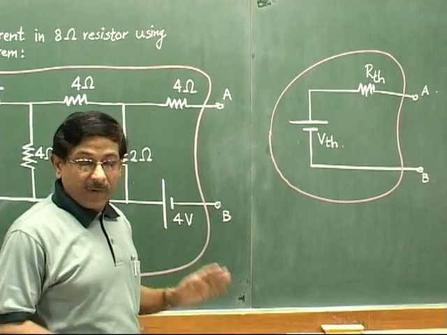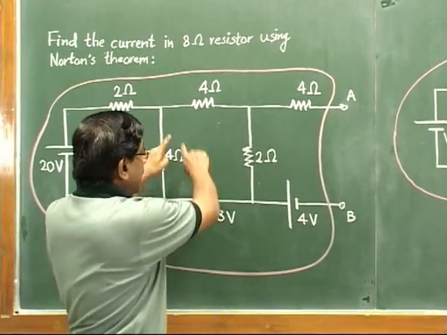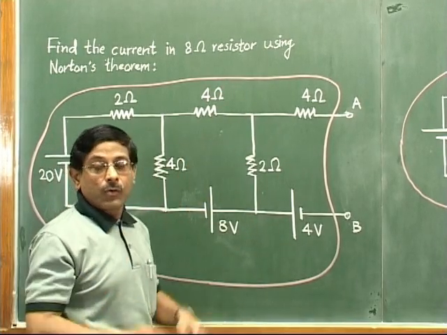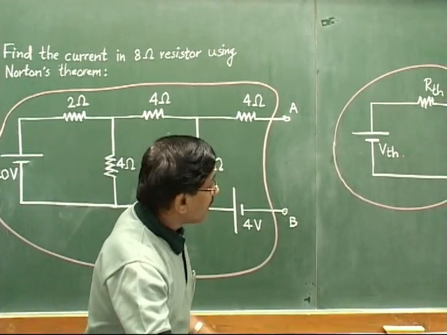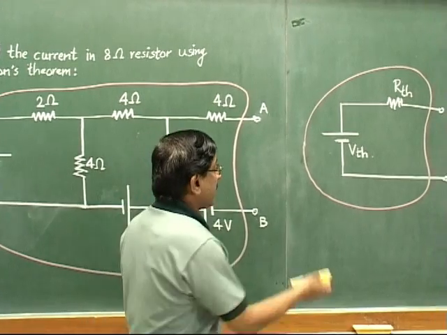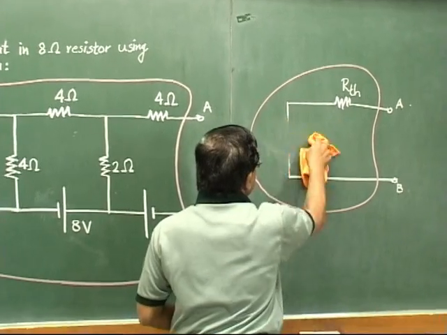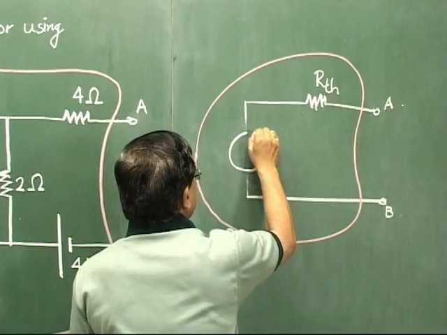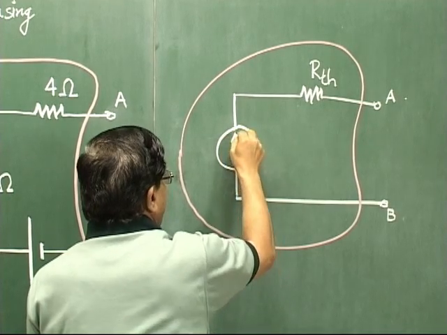See here, what is the difference? In Norton's theorem, Norton suggested that whatever we get in the space enclosed by the red line, we have to convert it into an equivalent circuit in which instead of a voltage source, there will be a current source. So it would be like this. Instead of a voltage source, there would be a simple current source, maybe shown like this.